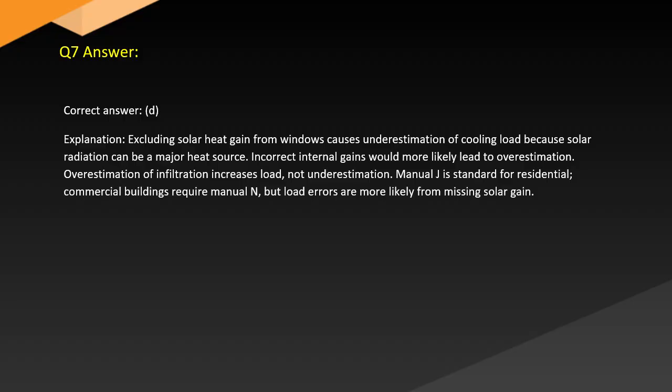Answer. Correct answer, D. Explanation. Excluding solar heat gain from windows causes underestimation of cooling load because solar radiation can be a major heat source. Incorrect internal gains would more likely lead to overestimation. Overestimation of infiltration increases load, not underestimation. Manual J is standard for residential. Commercial buildings require Manual N, but load errors are more likely from missing solar gain.